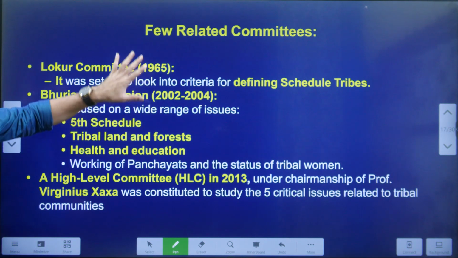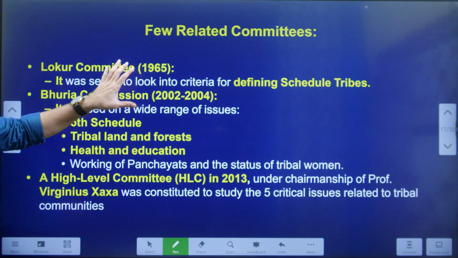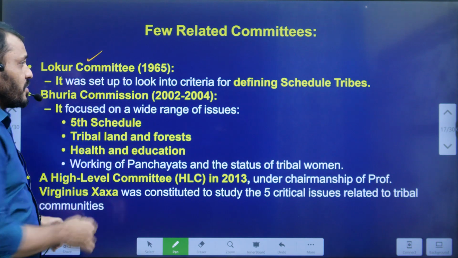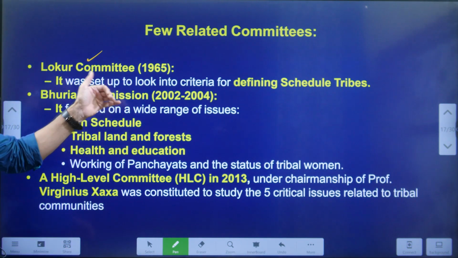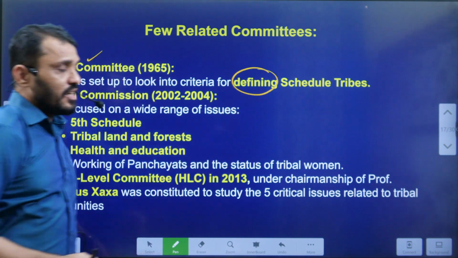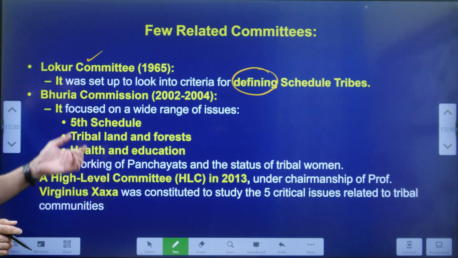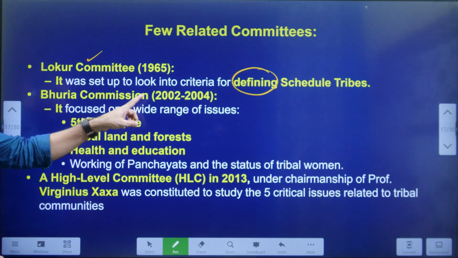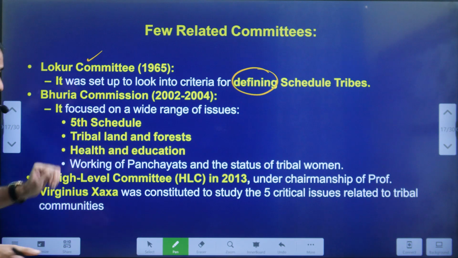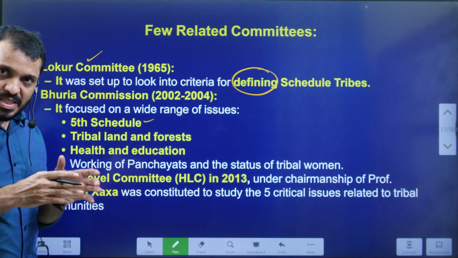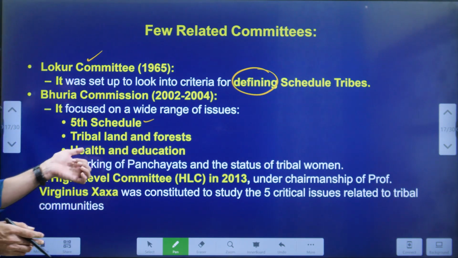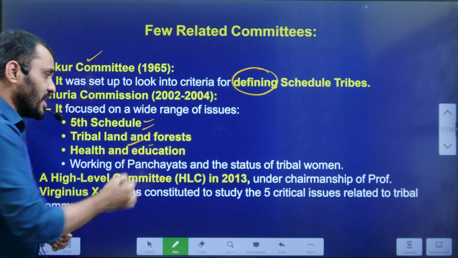Then certain committees related to ST. One is the Lokur Committee, 1965. They tried to identify on what criteria a particular community can be fit into ST. Then the Bhuria Commission, 2002 to 2004, dealt with the 5th Schedule, that means administration of the scheduled and tribal areas, tribal land, forest, tribal health and education.